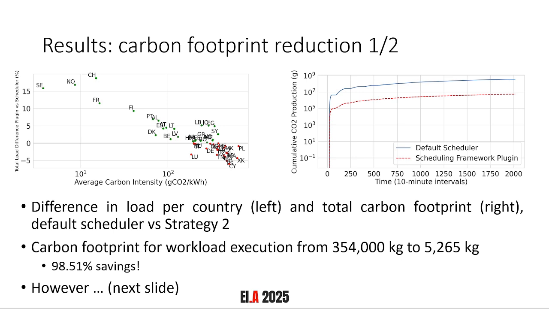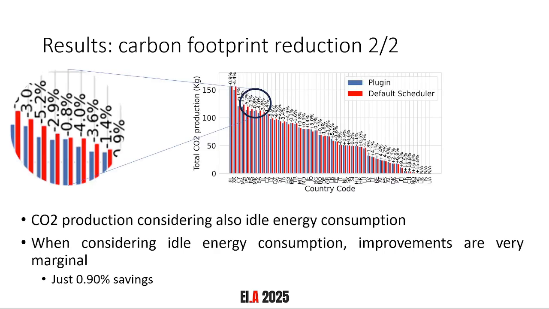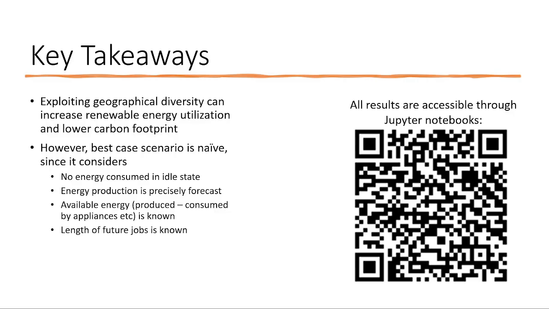In fact, we did a little bit more investigation, and if you consider the idle nodes, the improvement is quite marginal. If we don't switch off any node when they're not used, we just save less than 1% of the carbon footprint. You can see here in the slide how much difference we have in total CO2 production in the different country codes. So, takeaways.